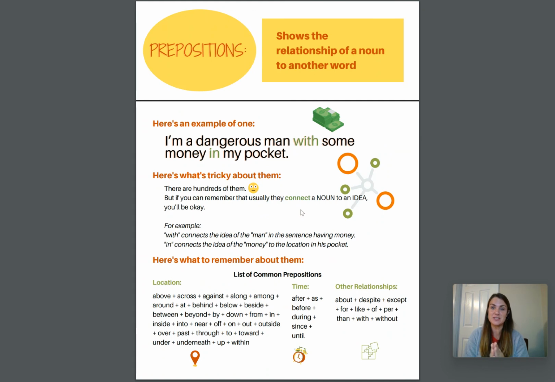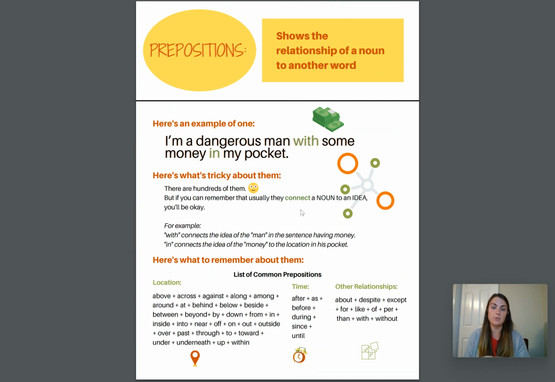And last one, prepositions. Prepositions are going to show the relationship of a noun to another word. So they're connection pieces. They are showing you how words in a sentence connect to different nouns. So example, Bruno Mars, I'm a dangerous man with some money in my pocket. So with and in are both prepositions. What's tricky about them is there are literally hundreds of prepositions. There are so many.